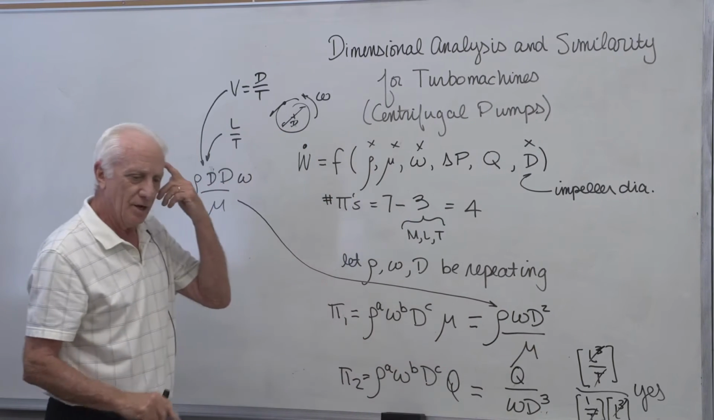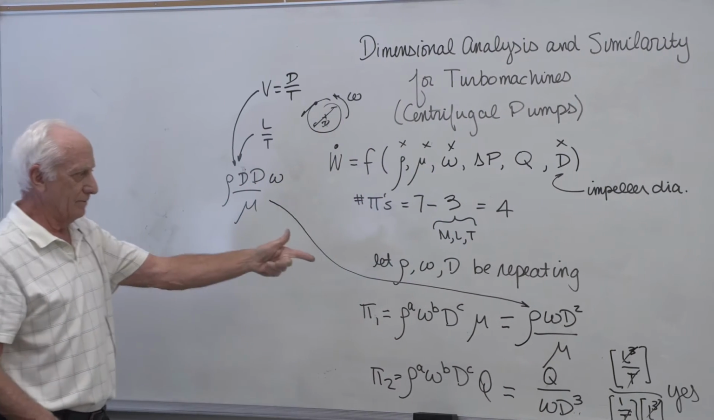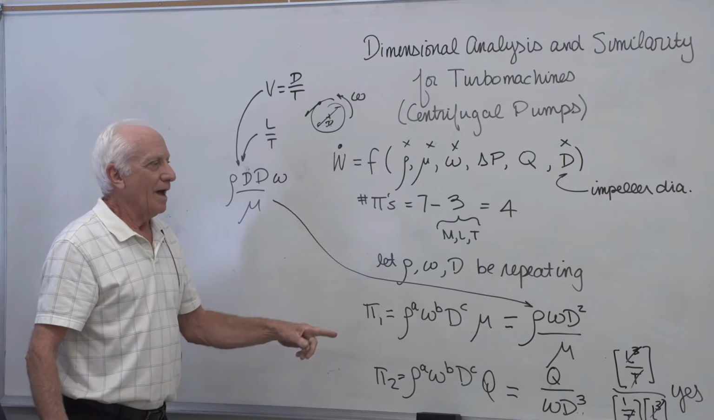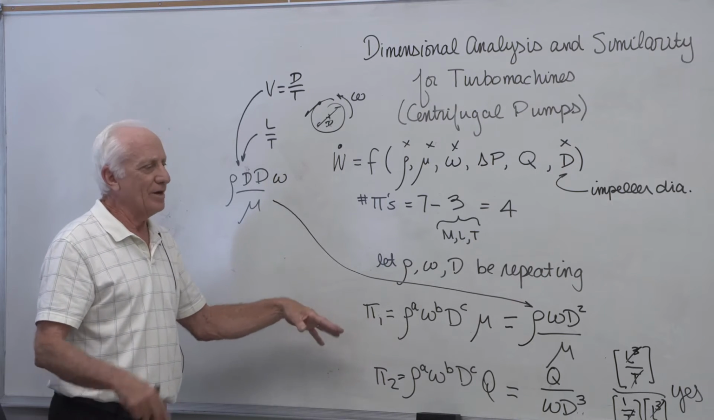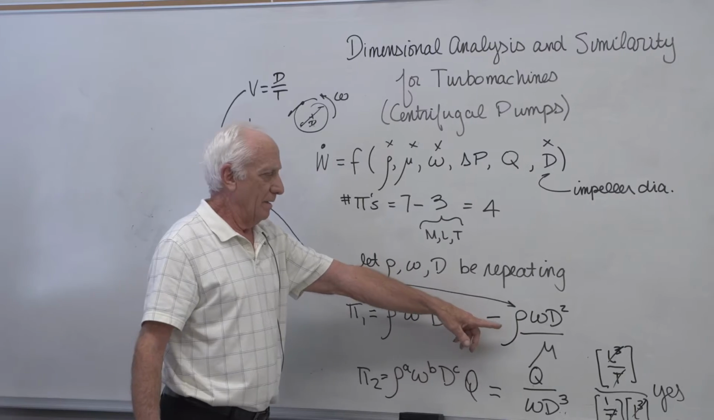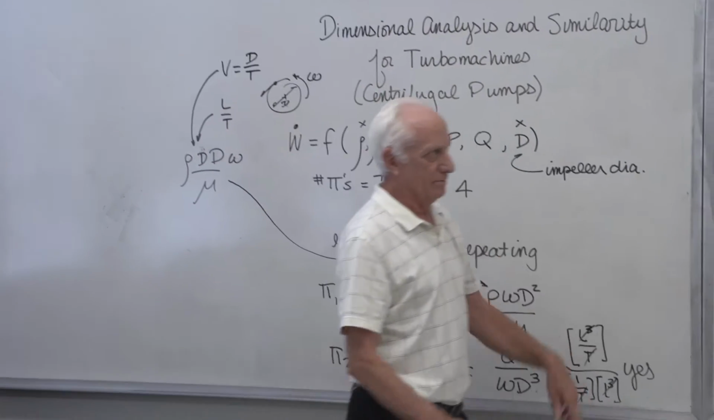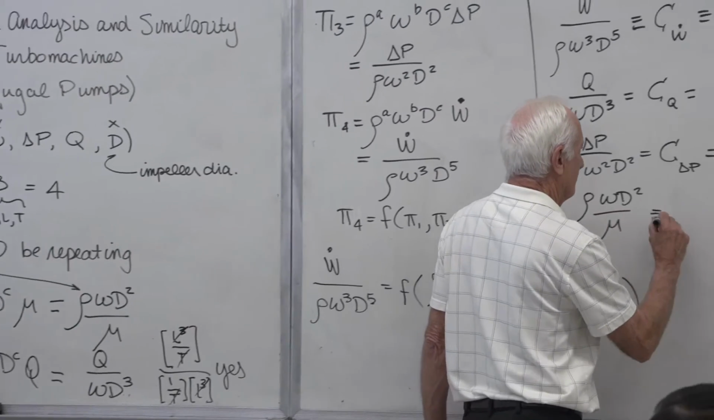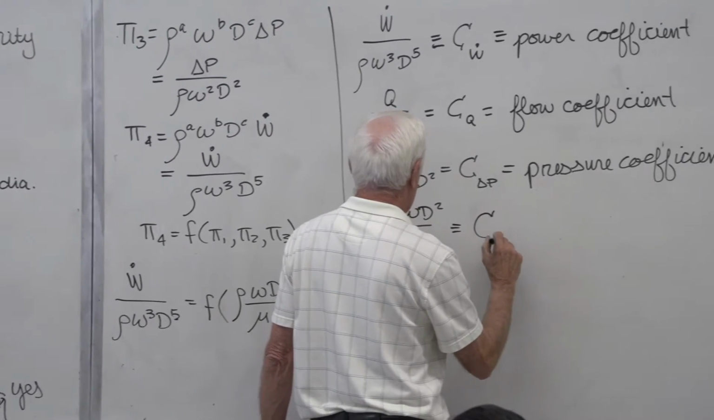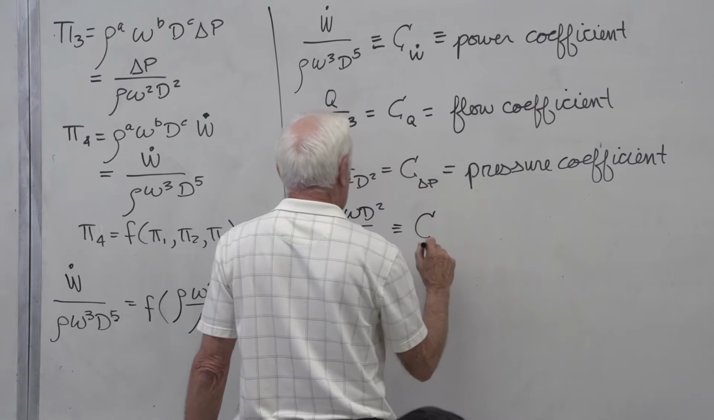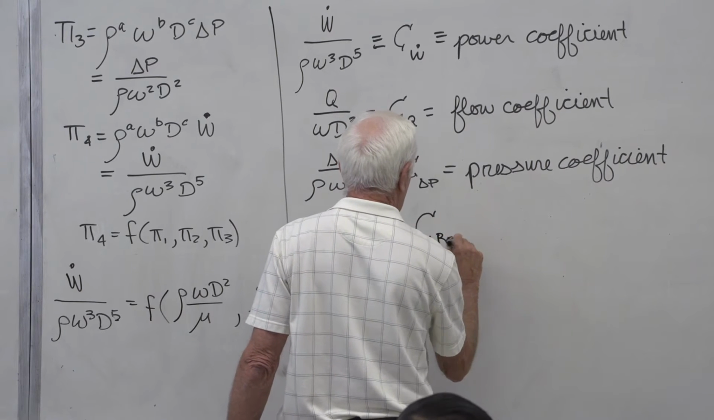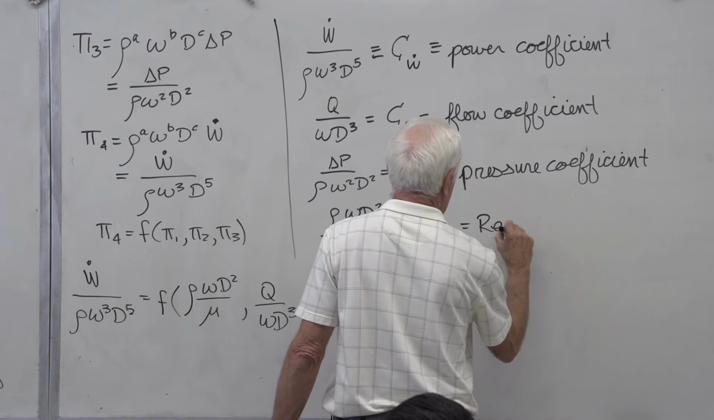So in my mind, I say, you know what? I got a velocity. It's omega times d. So there it is. I didn't have to use the pi theorem. Oh, I could. I get the same thing. But if I see it, then I see it. That's it. What is that thing right there? That's the Reynolds number. This is called just the Reynolds number.